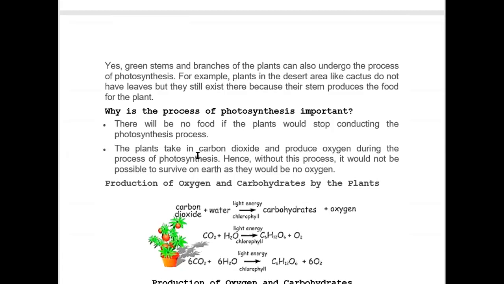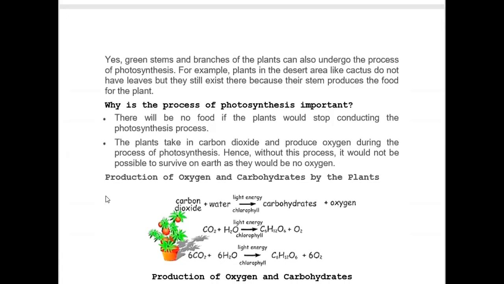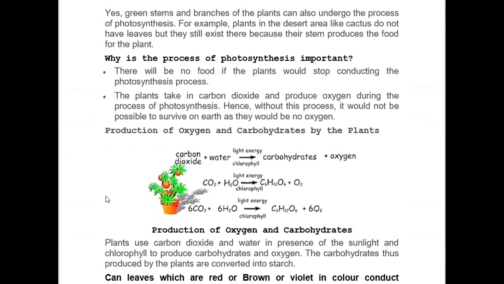The plants take in carbon dioxide, and the byproduct of photosynthesis is oxygen. Now you already know that oxygen is very crucial for human beings and for animals, right? So in the second statement, they have stated that plants take in carbon dioxide and produce oxygen during the process of photosynthesis. Hence, without this process, it would not be possible to survive on Earth as there would be no oxygen, right?